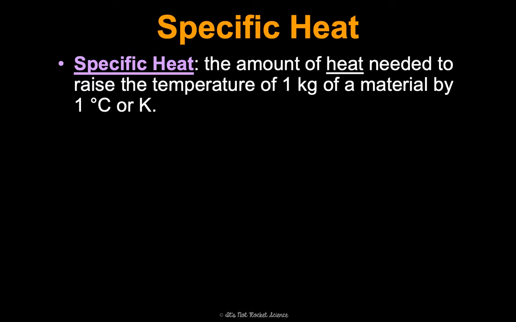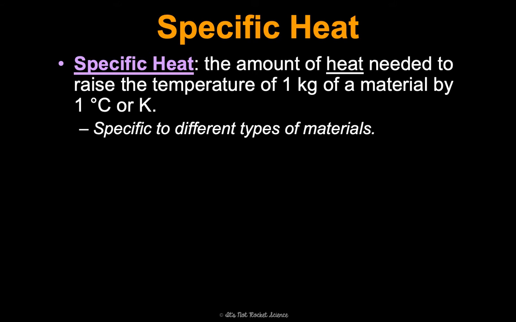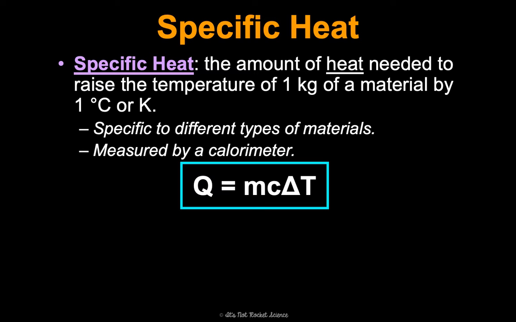So specific heat is the amount of heat needed to raise the temperature of 1 kilogram of a material by 1 degree Celsius or Kelvin. This is specific to different types of materials, and it's measured by a calorimeter. The equation to find our heat is Q = mcΔT.